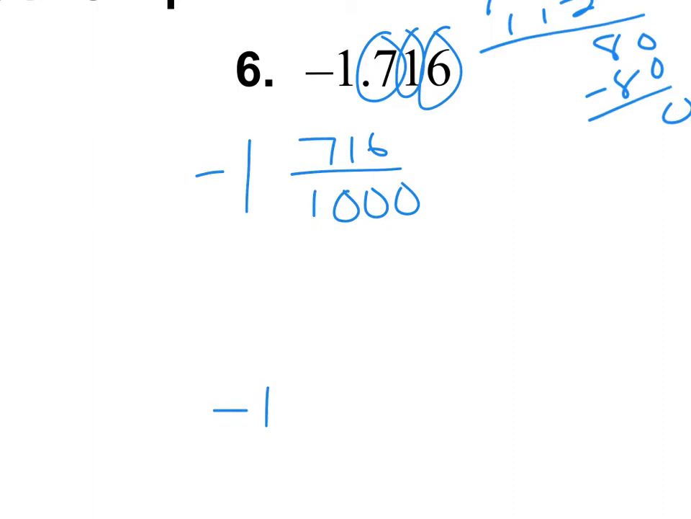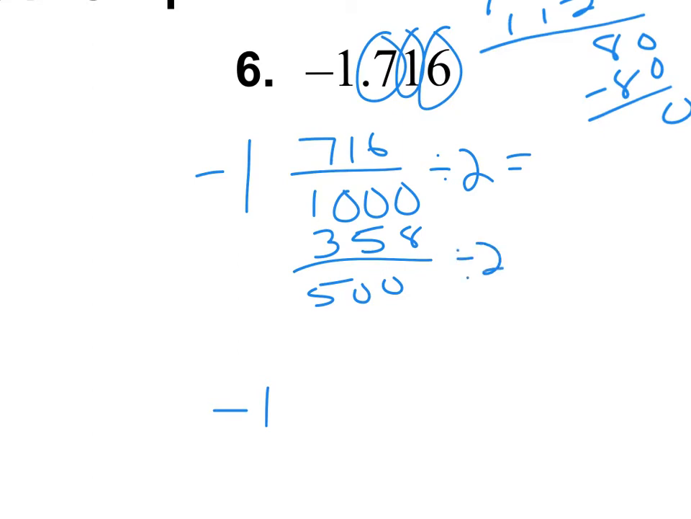So what goes into 716 and 1,000? Right away you should know that 2 does just because it is even. So 716 divided by 2 is 358. So I'm going to do 358. And 1,000 divided by 2 is 500. Again, it should divide by 2. 358 divided by 2 is 179. Over 500 divided by 2 is just 250.